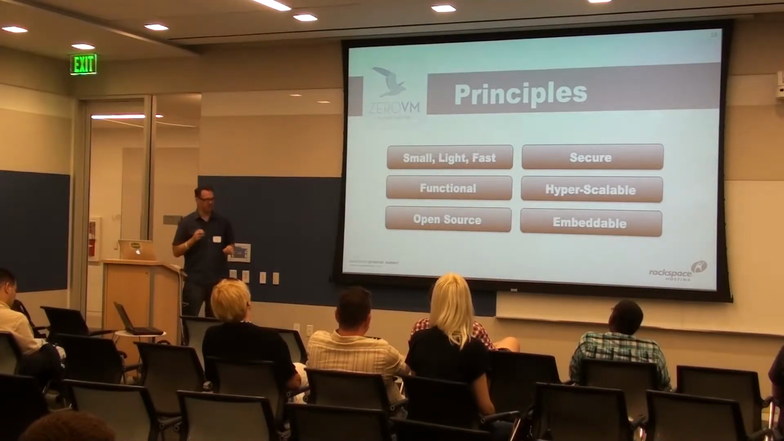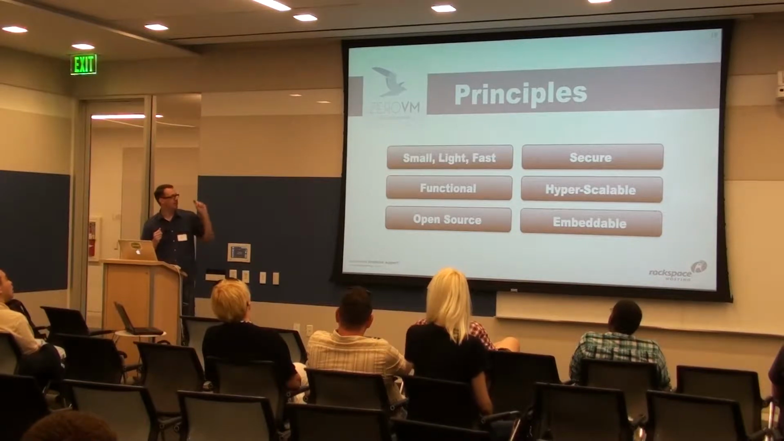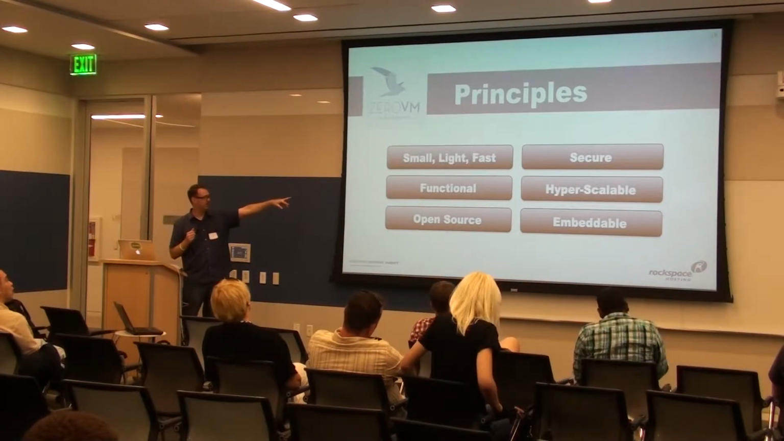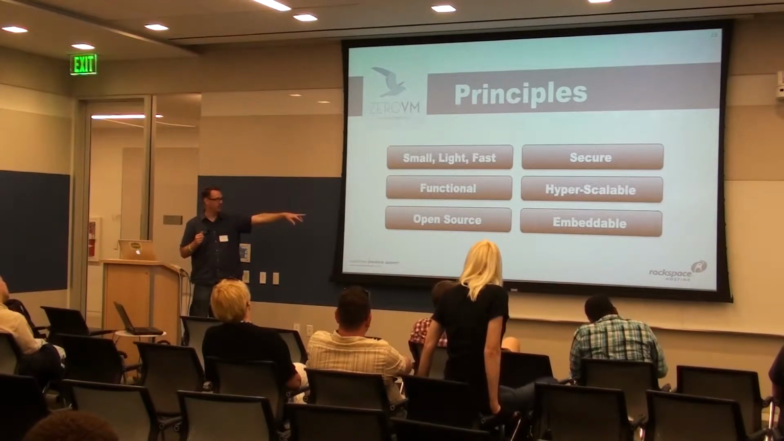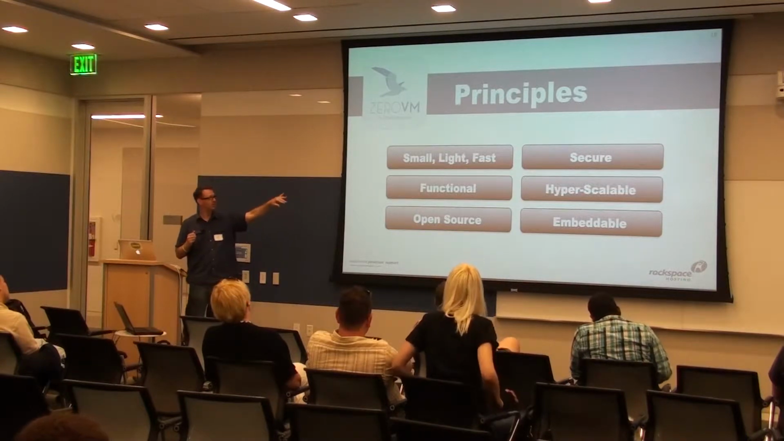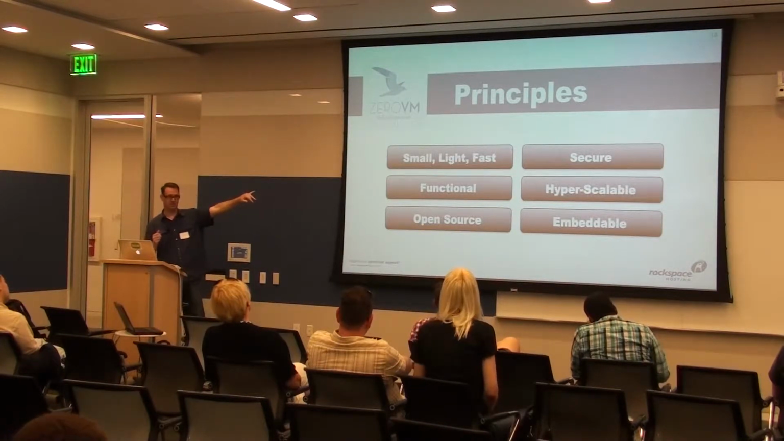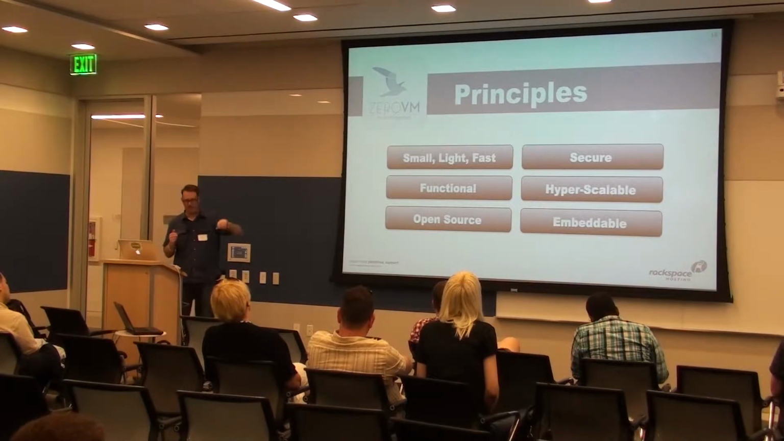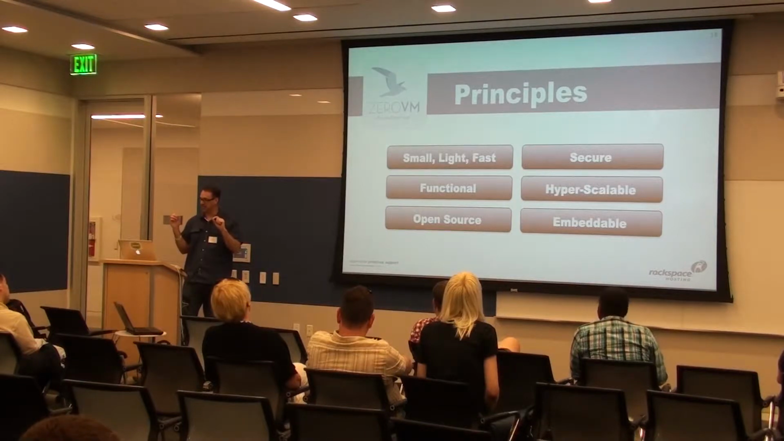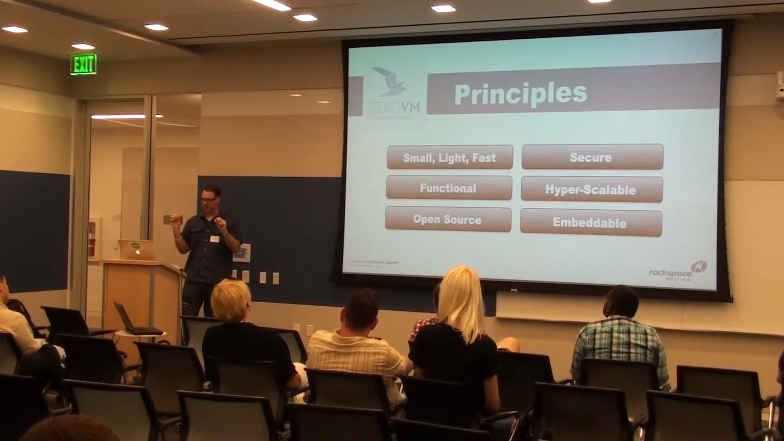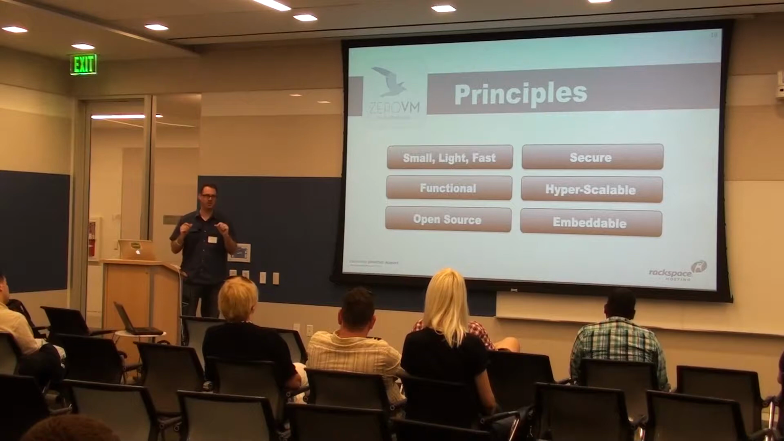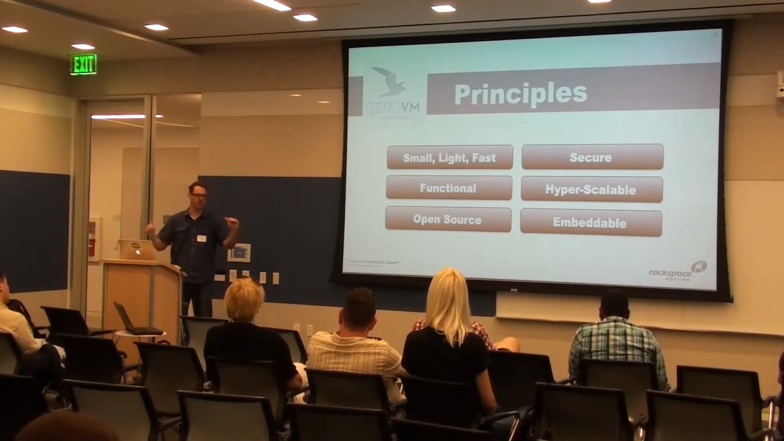There are 6 principles that the project is based on. Small, light, and fast. It's got to be functional. It's totally open source licensed. Very secure, which I'll talk about in some depth. Very scalable and embeddable. So the scalable one is important because things need to be scaling in proportion to the number of additional nodes I add. So if I have performance X and I double my number of nodes, my performance should be 2X. That's the expected behavior.